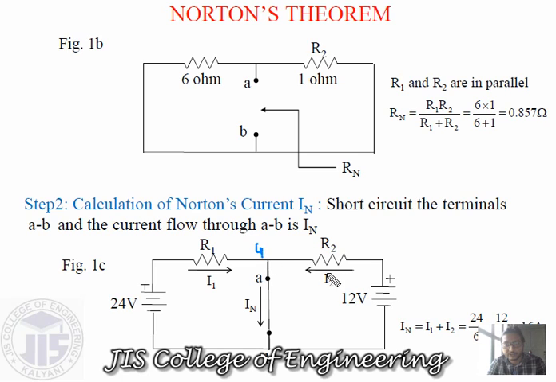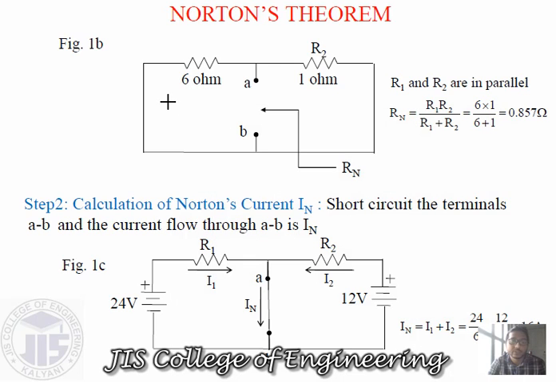These 1 ohm resistances are there, so obviously in this path that is 12 divided by 1, that means 12 ampere current in this path, and overall this 12 plus 4 equals this total 16 ampere current which is flowing through this path. So we can say that our IN, the Norton current, is nothing but a 16 ampere current, and our RN was 0.857 ohms.